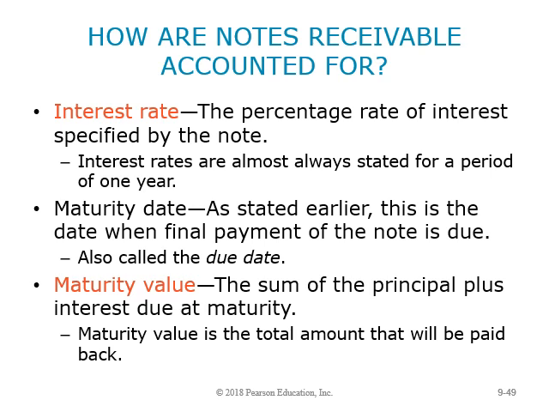Then we have maturity date. This is the date when the final payment of the note is due. That note could be due in a lump sum, or it could be due in small payments, kind of like a car payment. And then we have the maturity value. This is the sum of the principal plus the interest due at maturity. Oftentimes now when you go get a loan, they'll tell you exactly what the maturity value is. So how much are you actually going to be paying for that loan?